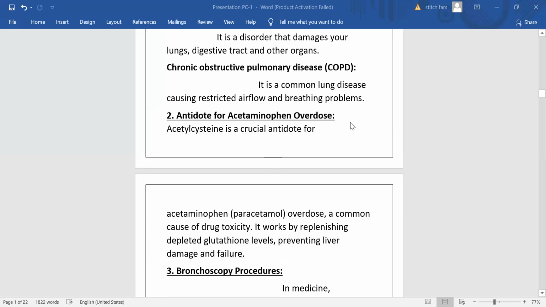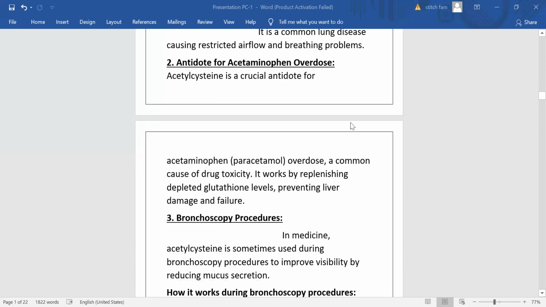Number two, antidote for acetaminophen overdose. Acetylcysteine is a crucial antidote for acetaminophen (paracetamol) overdose, a common cause of drug toxicity. It works by replenishing depleted glutathione levels, preventing liver damage and failure.